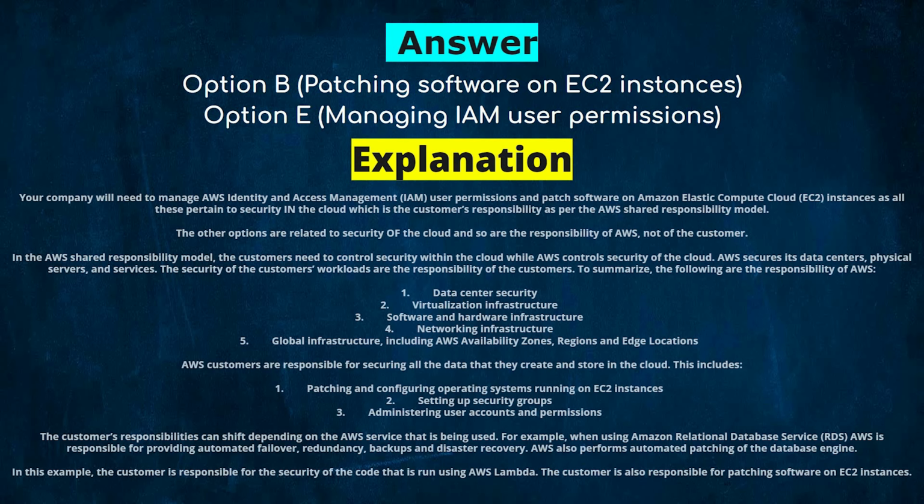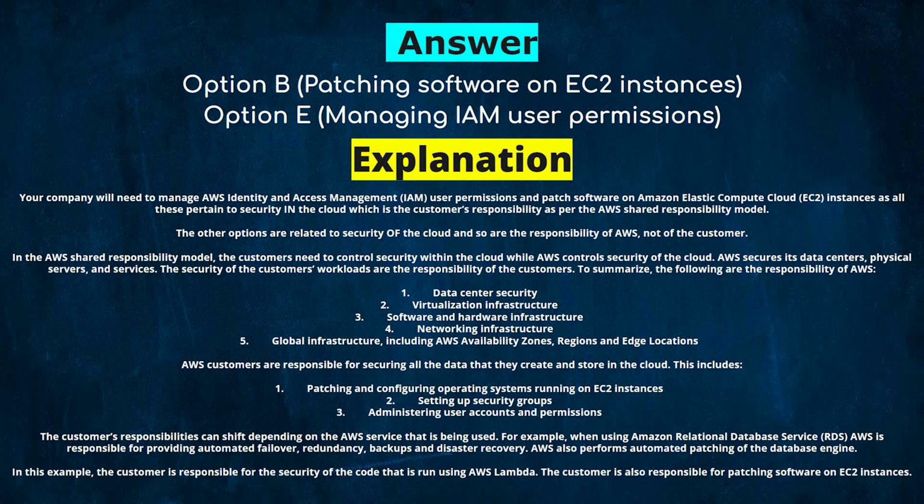Explanation. Your company will need to manage AWS Identity and Access Management user permissions and patch software on Amazon Elastic Compute Cloud instances, as all these pertain to security in the cloud, which is the customer's responsibility as per the AWS shared responsibility model. The other options are related to security of the cloud and so are the responsibility of AWS, not of the customer. In the AWS shared responsibility model, the customers need to control security within the cloud, while AWS controls security of the cloud. AWS secures its data centers, physical servers, and services. The security of the customer's workloads is the responsibility of the customers.